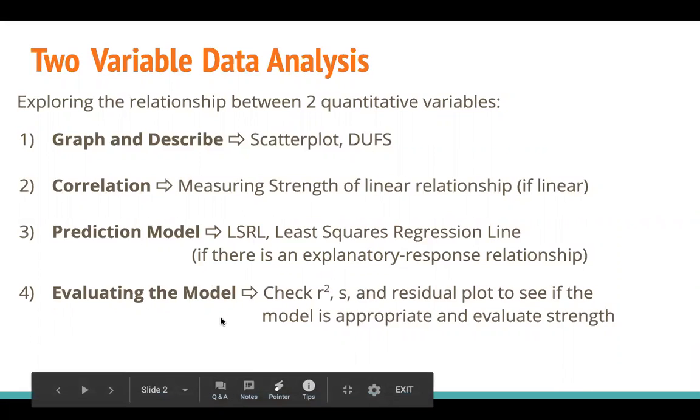After that, we evaluate the model, checking R squared, standard deviation of the residuals S, and a residual plot to see if the model is appropriate.